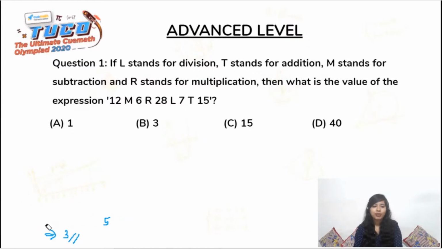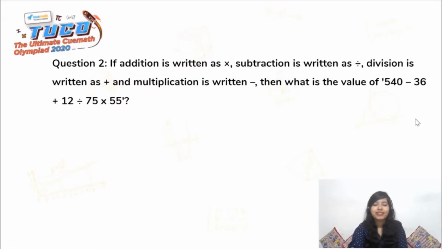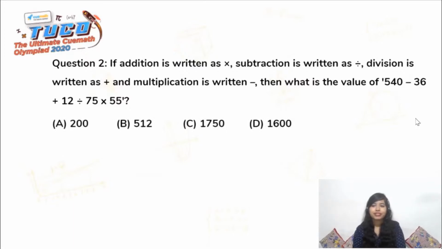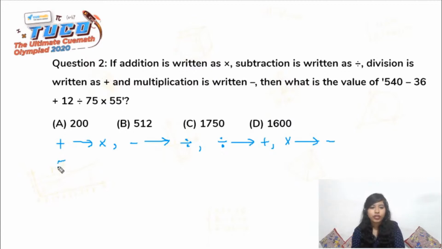Now, with this, we would be going to our last question for our day. That's the second advanced question. Let's go ahead with our second question and the options here. And quickly, let's make an analysis of this. If addition is written as multiplication, subtraction is written as division, division is written as addition, and multiplication is written as subtraction, then find the value of 540 minus 36 plus 12 divided by 75 times 55.